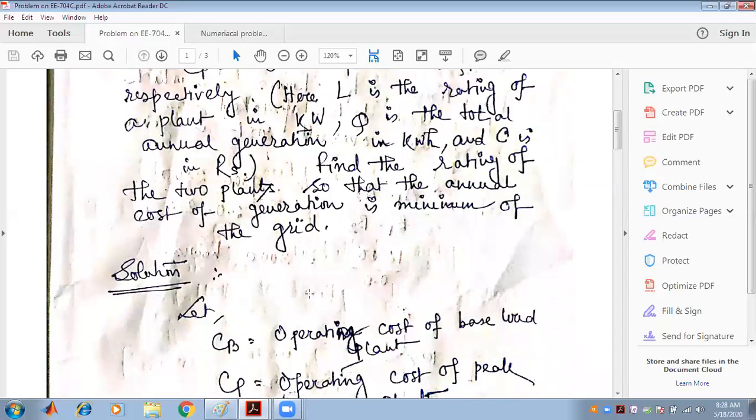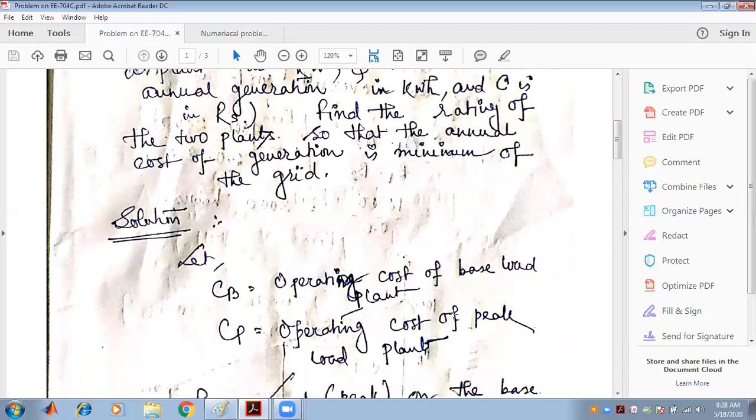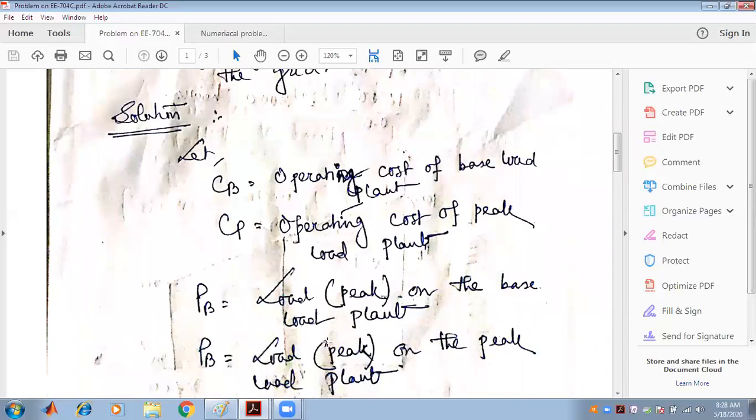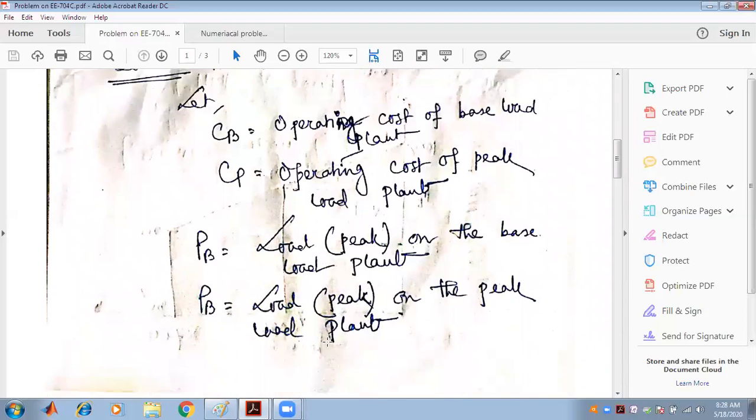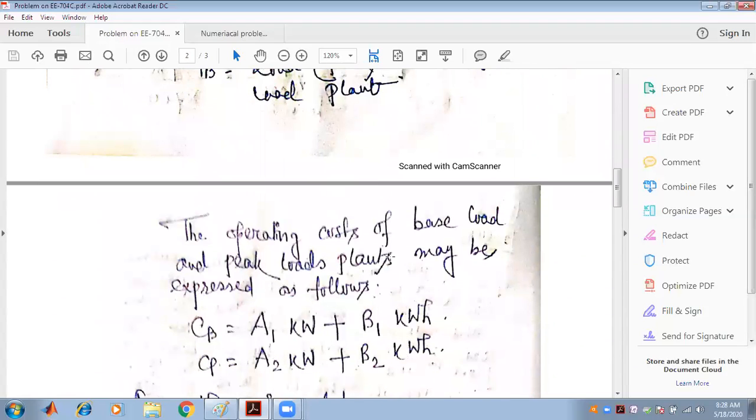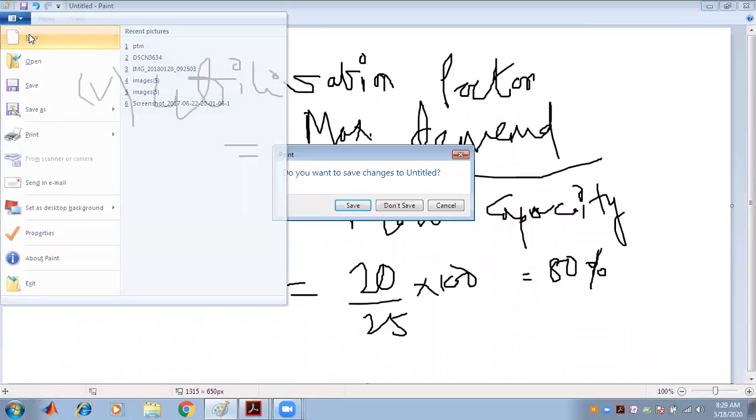So let us choose that CB is the operating cost of the base load plant, CP is the operating cost of the peak load plant, PB is the load peak on the base load plant, and PP is the load peak of the peak load plant. So the operating cost of the base load and peak load plants can be expressed as follows.